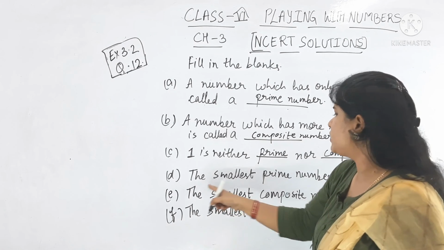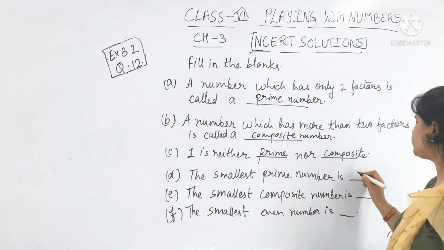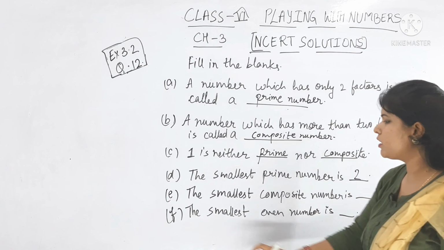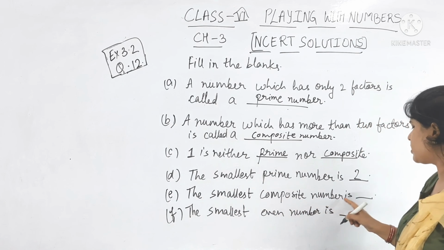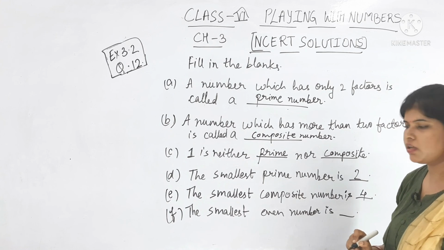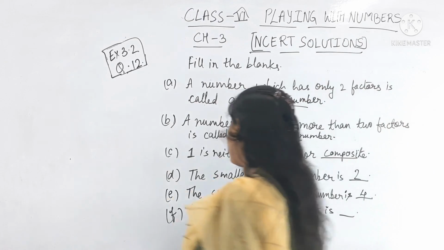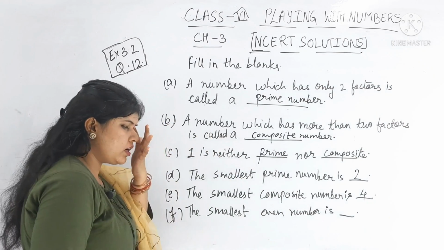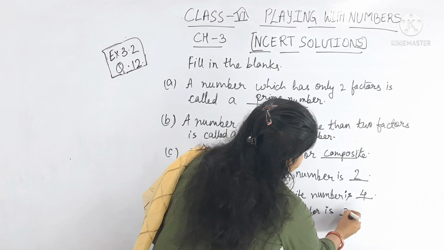D: the smallest prime number is 2. E: the smallest composite number is 4. F: the smallest even number is 2.